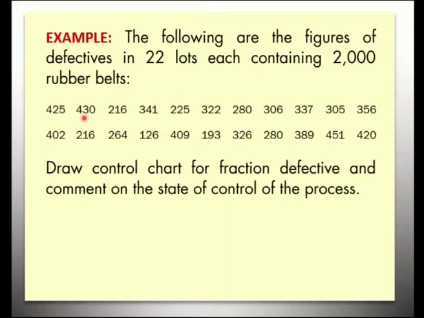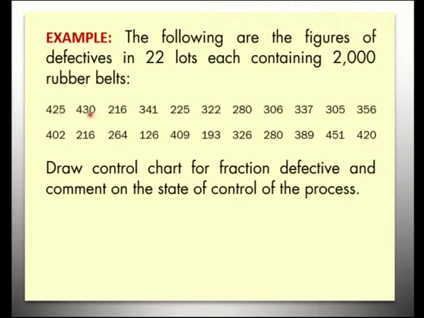Similarly, 430 is the number of defectives out of 2000 rubber belts in the second lot. For example, we talked about 420. This 420 is the number of defectives out of 2000 in the last, 22nd lot.